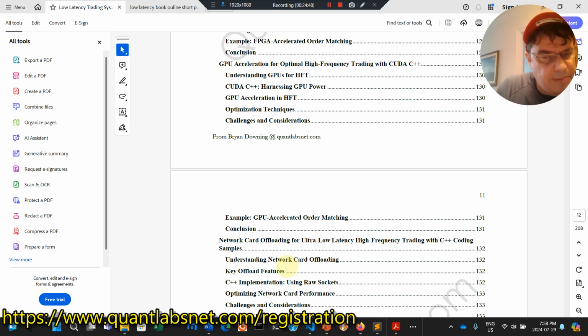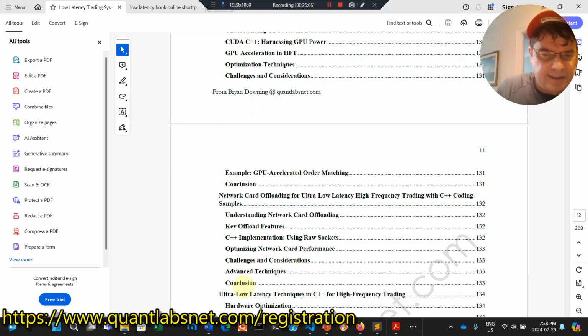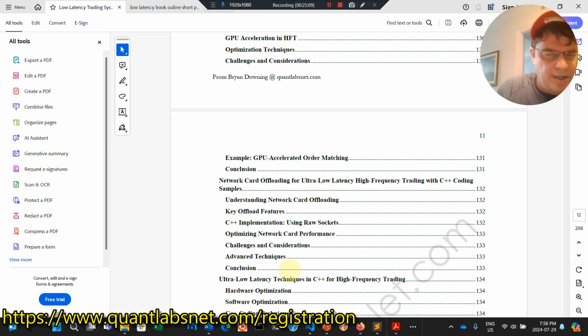Now, this is something new for maybe some people, including me. Network hardware offloading, key offload features. C++ implementation using raw sockets, optimizing network card performance, challenges of consideration, advanced techniques, and conclusion. So when I said about GPU, network card offloading, and also FPGA, and even in the ASICs world, this stuff is where you need to know the hardware.